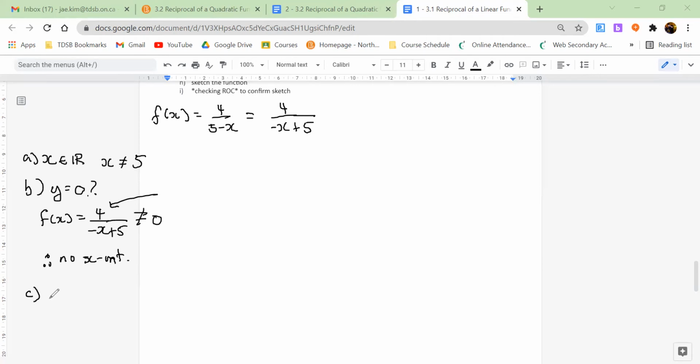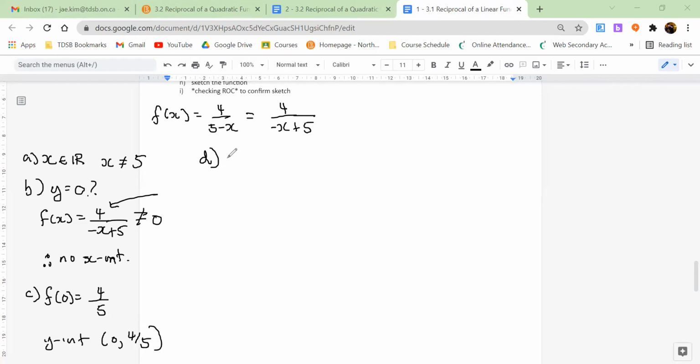Part C, Y-intercept. The Y-intercept is when the X value is equal to 0. That is 4 divided by 0 plus 5. There's my Y-intercept. Great. Let's keep going.